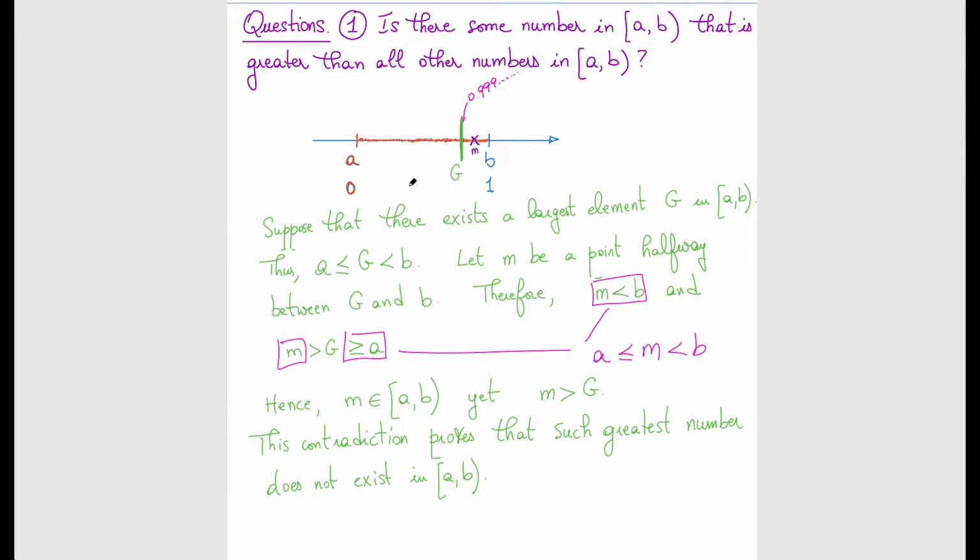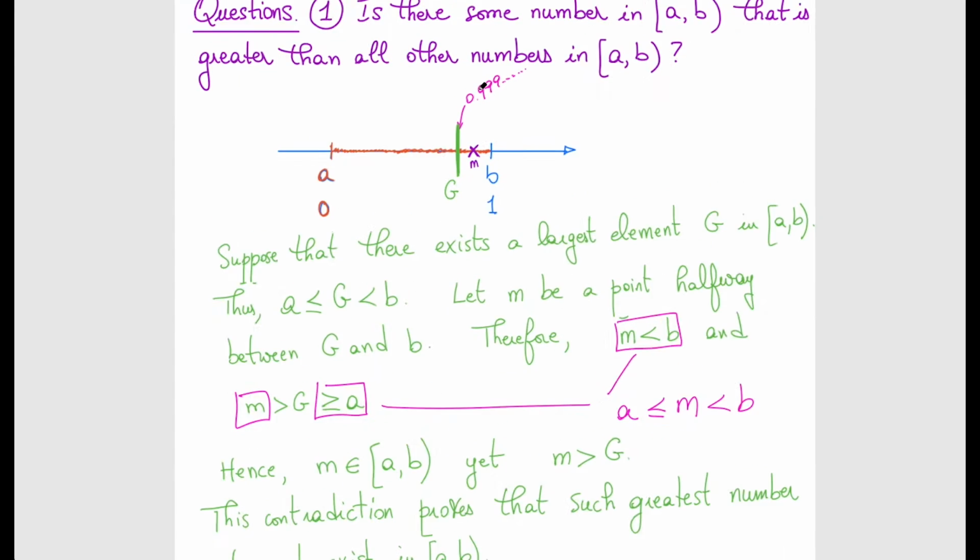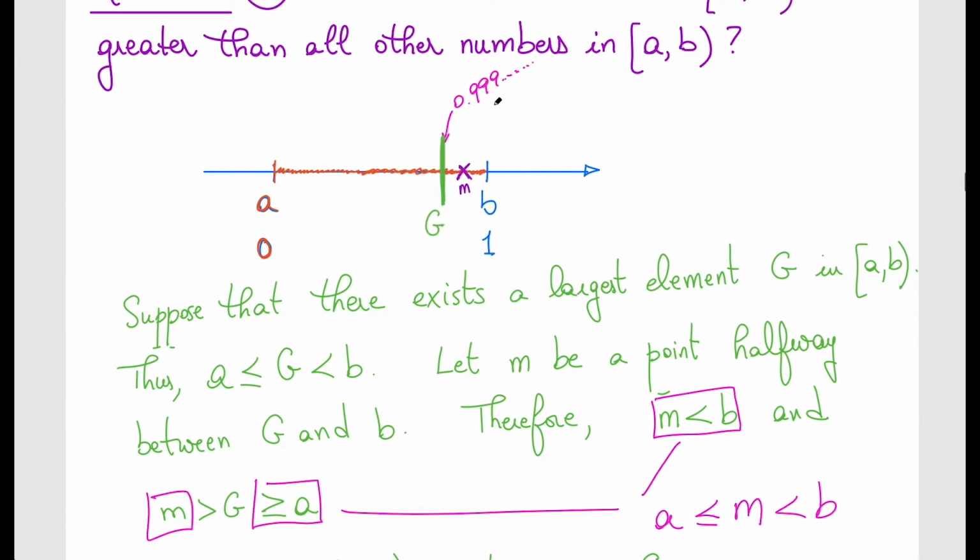Okay. Now you're going to tell me, oh, how about 0.999 in that case? I mean, 0.99. Why is this not the largest element in the context of (0, 1)? Well, as it happens, this is actually 1.